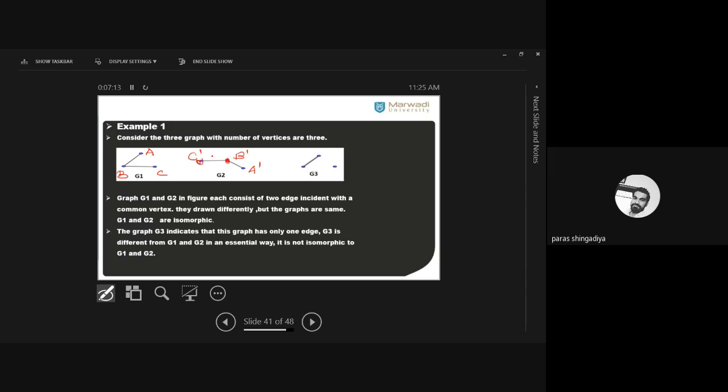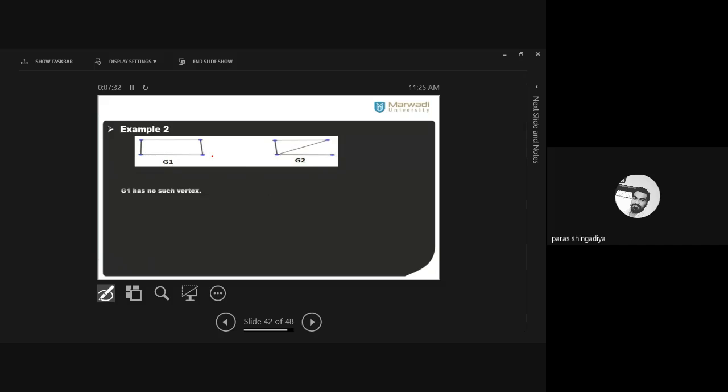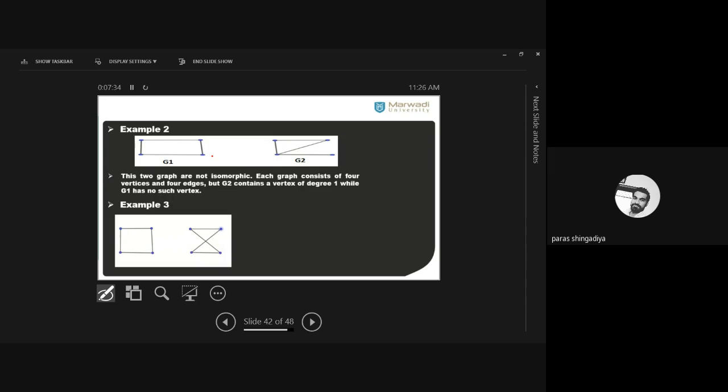And if we compare G1 and G3, it is not an isomorphic graph. If we compare G2 and G3, it is also not an isomorphic graph. We cannot find the image of every vertex of G1 in G3. Therefore, it is not an isomorphic graph. Okay, and after that we discussed these questions also. Clear? In question number 2, that is also not an isomorphic graph.